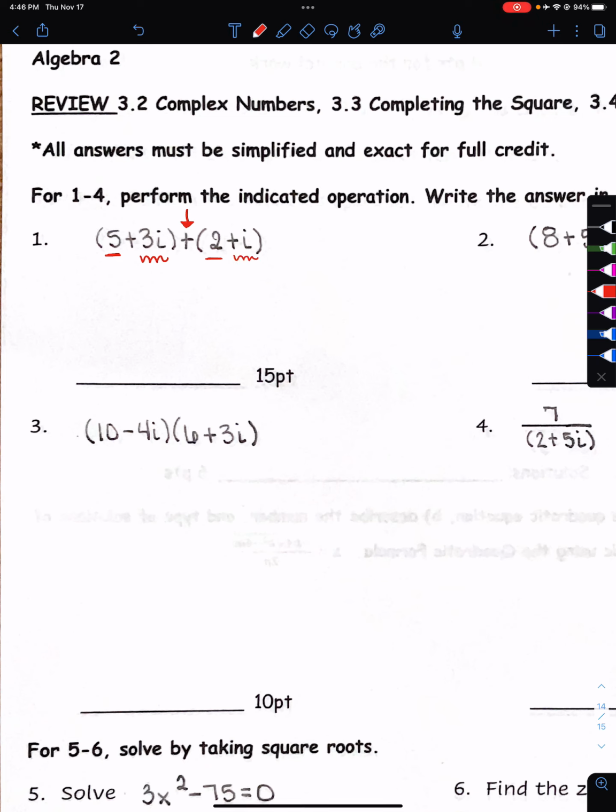So 5 plus 2, that gives me 7. And 3i plus 1i gives me positive 4i. I cannot combine those because one is a real number, the second one is an imaginary number, so these are complex. So my final answer is 7 plus 4i.